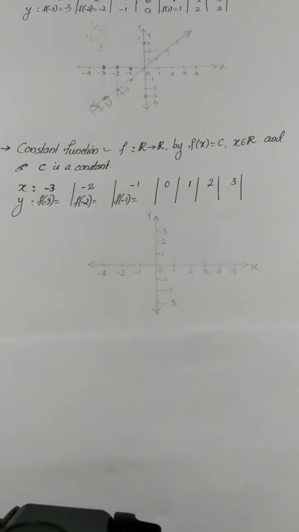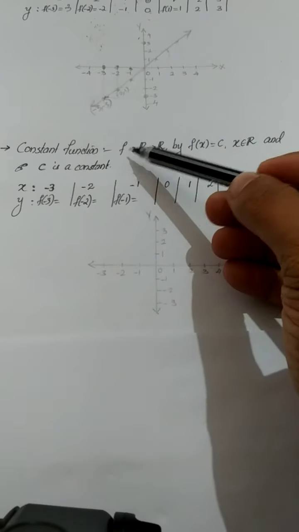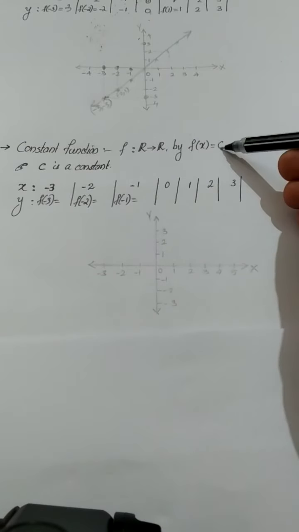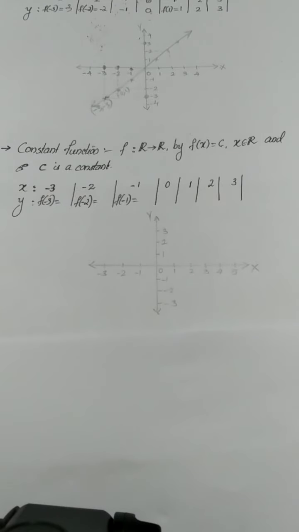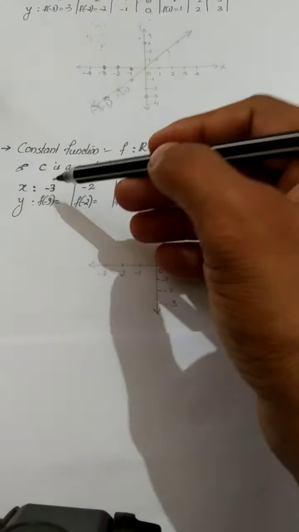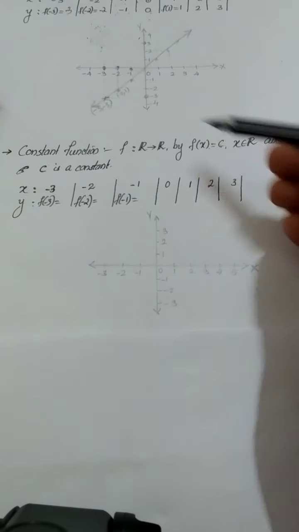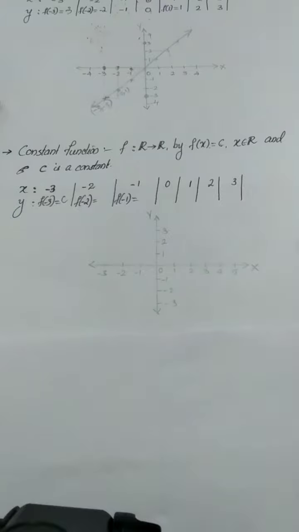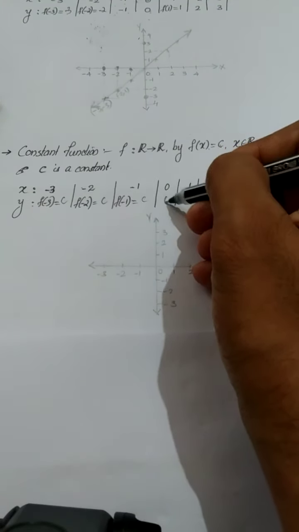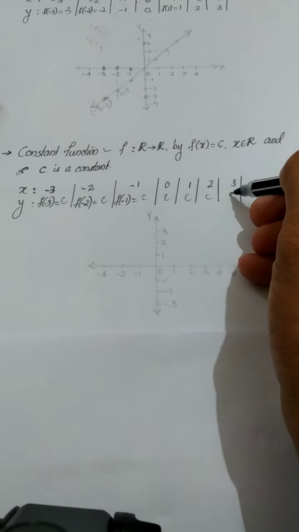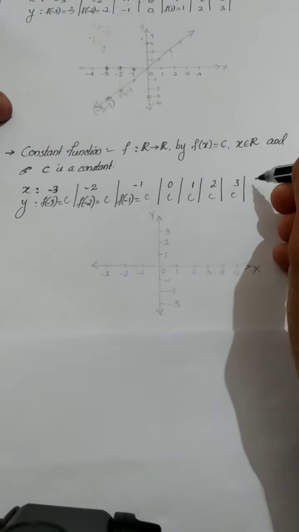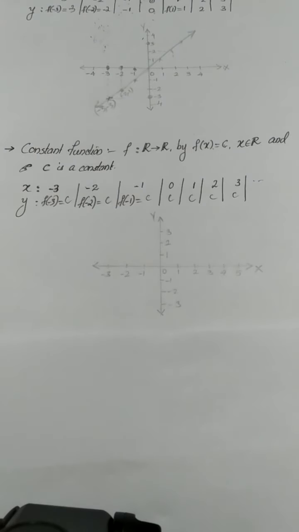And look at the next example. Constant function. F from R to R by f of x equal to c, where c is any constant. Then we will get the image of minus 3. F of x equal to c. Then f of minus 3 is c. F of minus 2, c. F of minus 1, c. Image of 0, c. Image of 1, c. Image of 2, c. Image of 3, c. So for every real number, the image of that real number should be c. That is called a constant function.